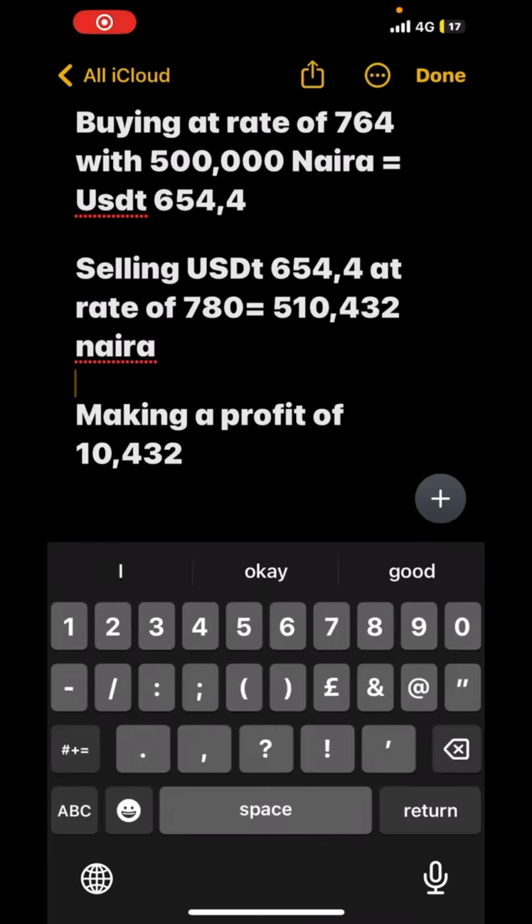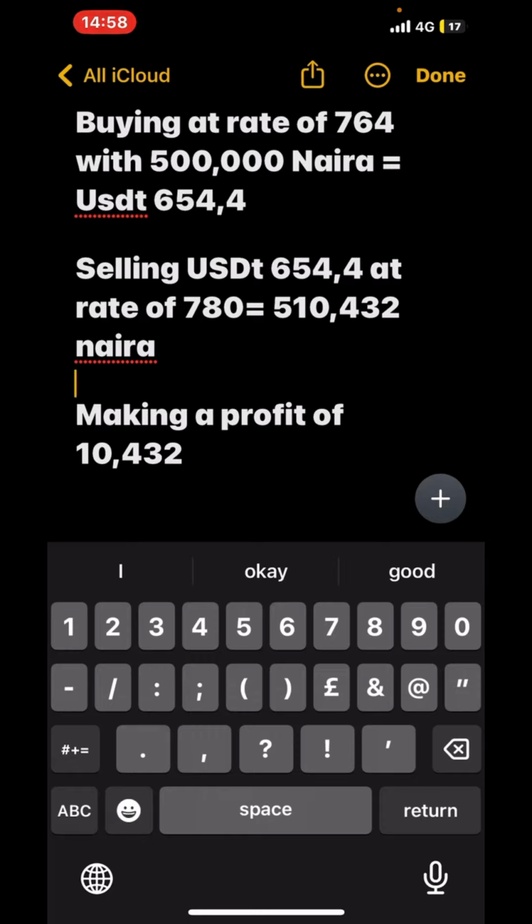Buying at the rate of 764 naira with 500,000 naira worth, then we are going to get 654.40 cents worth of USDT.